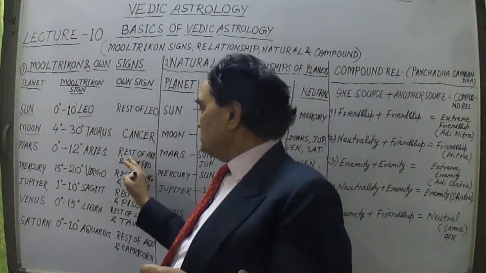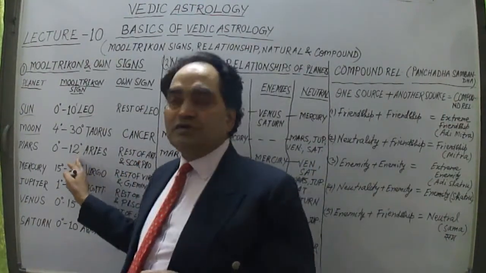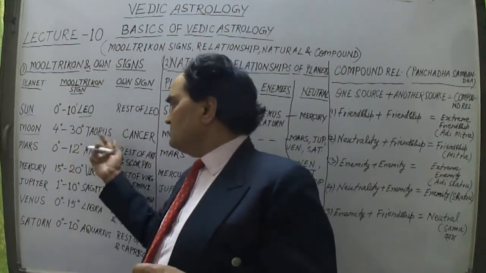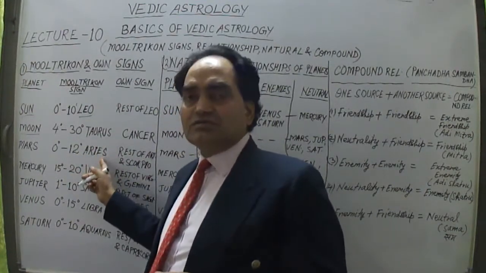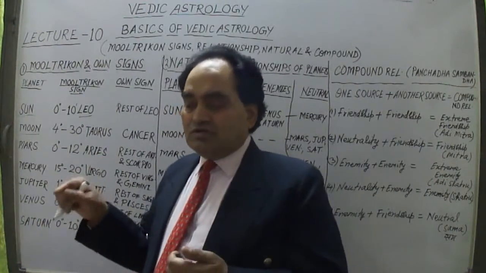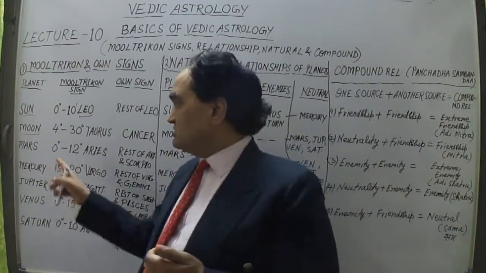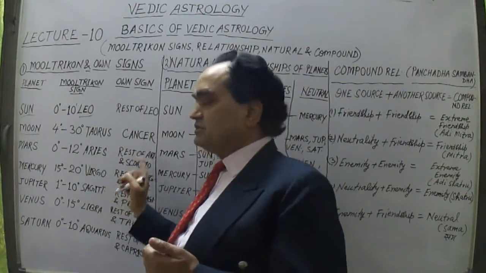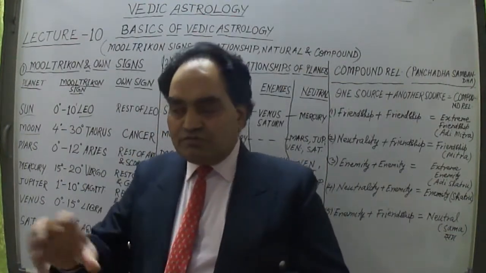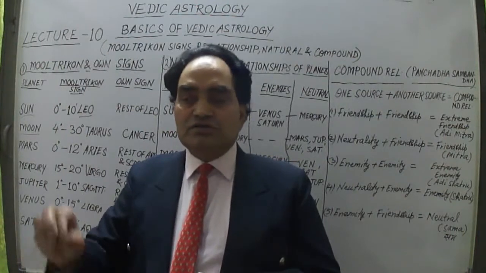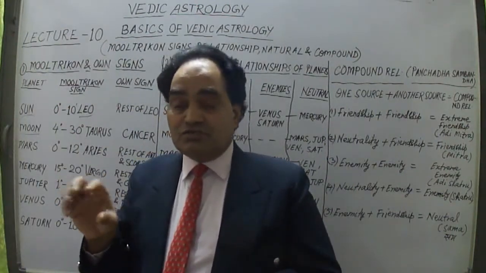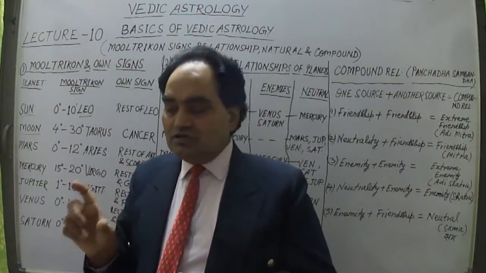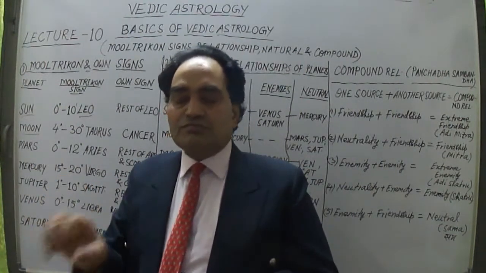His own sign is the rest of Aries, meaning from 12 degrees onwards, that is 13 degrees and onwards. Mars is the lord of the rest of the Aries sign and Scorpio. The rest means the remaining 13 degrees to 30 degrees. The 13 to 30 degrees is the lordship of Mars.